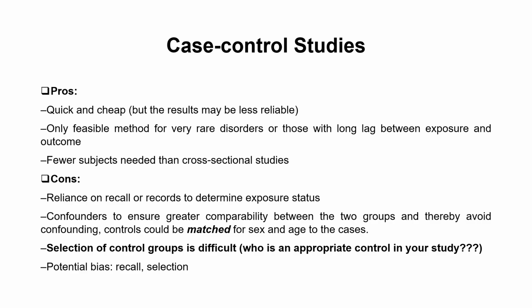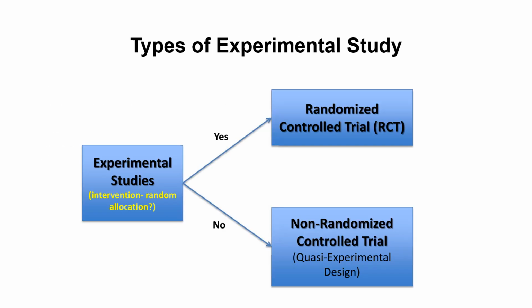The cons: the disadvantage is that you rely on recall or records in order to determine the exposure status. And sometimes there will be confounders between the groups, so you need to match the characteristics as much as you can. Also, the selection of the control group is a little bit difficult. Who is the appropriate control in your study? For example, if you have a very rare disease, who is the control group? Sometimes the selection of the control group is problematic. And there is also potential bias, like recall bias and selection bias.